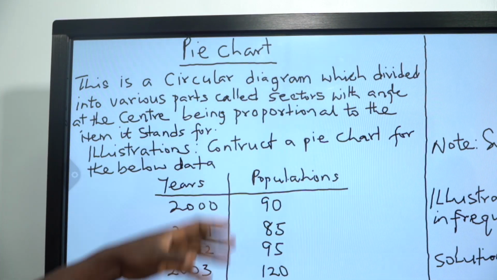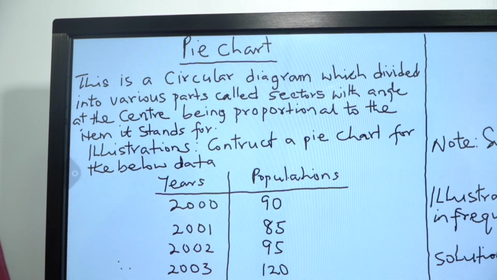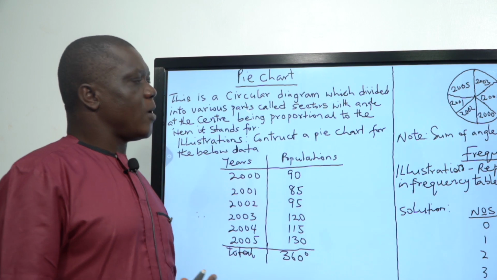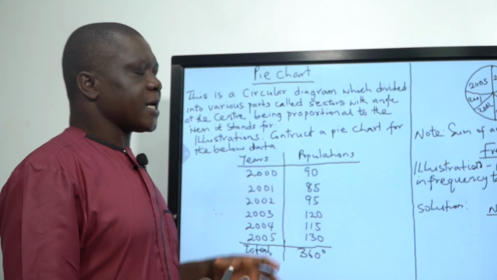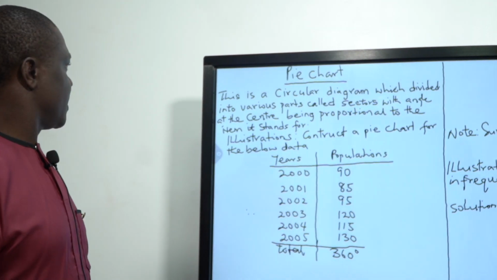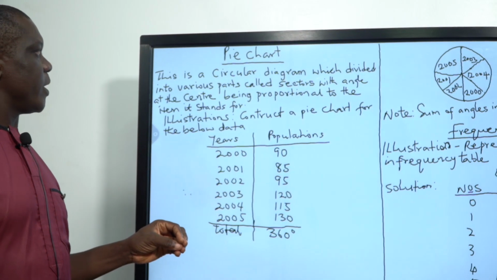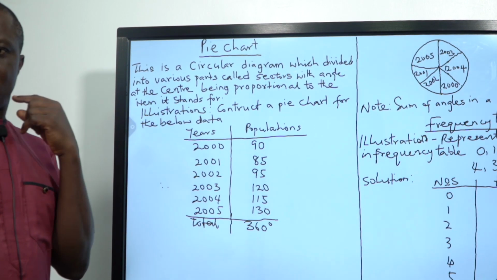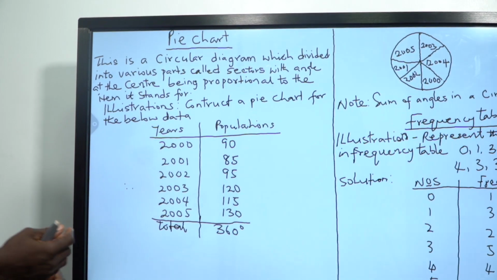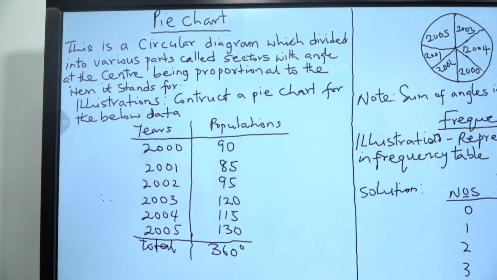Here, why we say that this is a circular representation is that the data is going to be represented inside a circle. And a circle, as we know, is one of the plane shapes, and the sum of angles in a circle is equal to 360 degrees. Then, we say that the angle, which is called a sector, must be proportional. What we mean by being proportional is that it must be equal to the measured angle or the calculated angle. Here now, we say illustration.